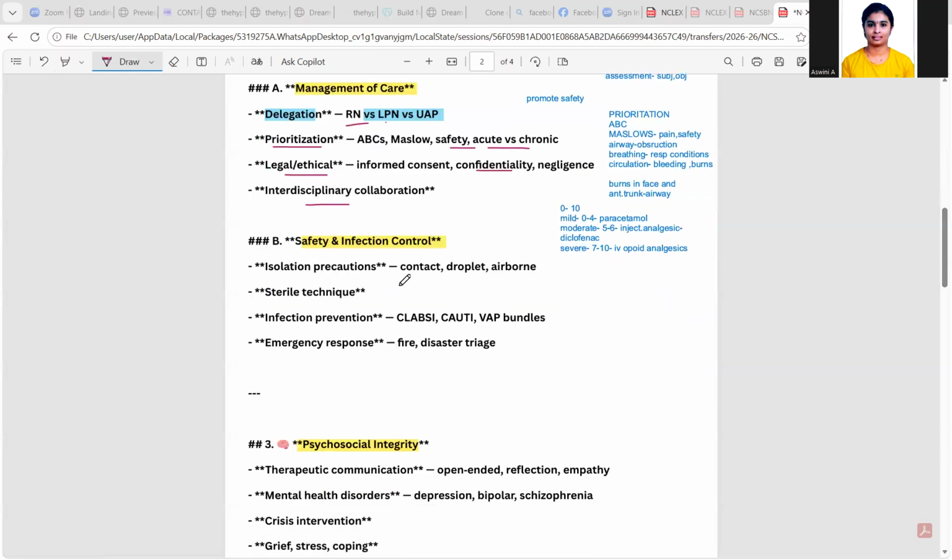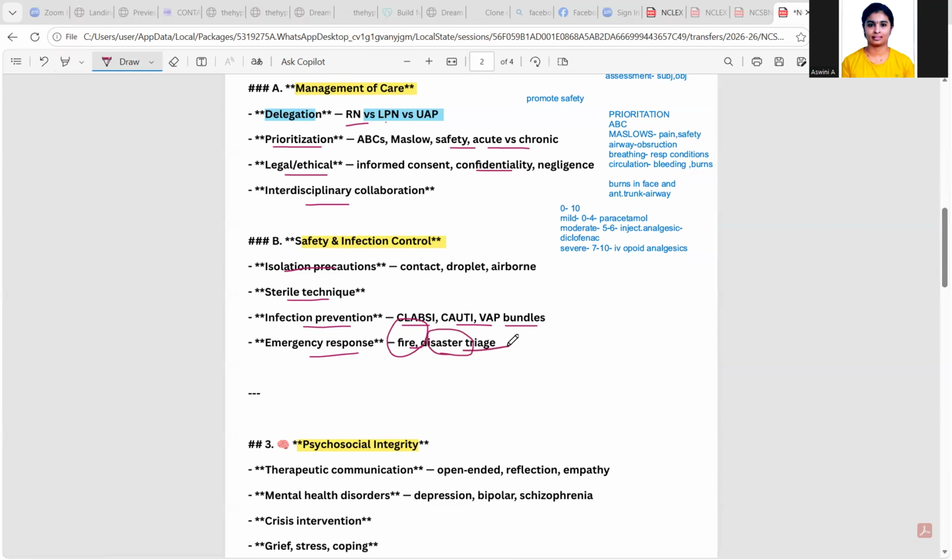Okay. And next one, safety and infection control, mainly isolation precautions, sterile technique. Infection prevention, mainly central line associated infection and catheter associated urinary tract infection. Then ventilator associated pneumonia prevention. Okay. And emergency response, like fire. In case of fire, how we can manage. In case of disaster like earthquake, okay, how we can manage.